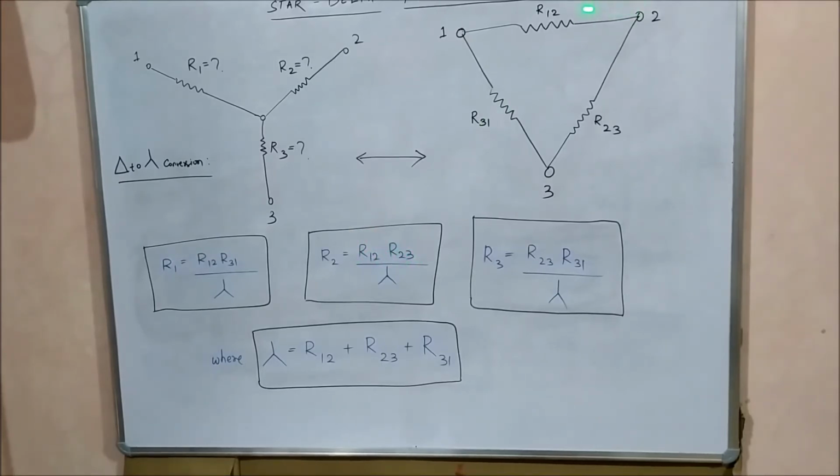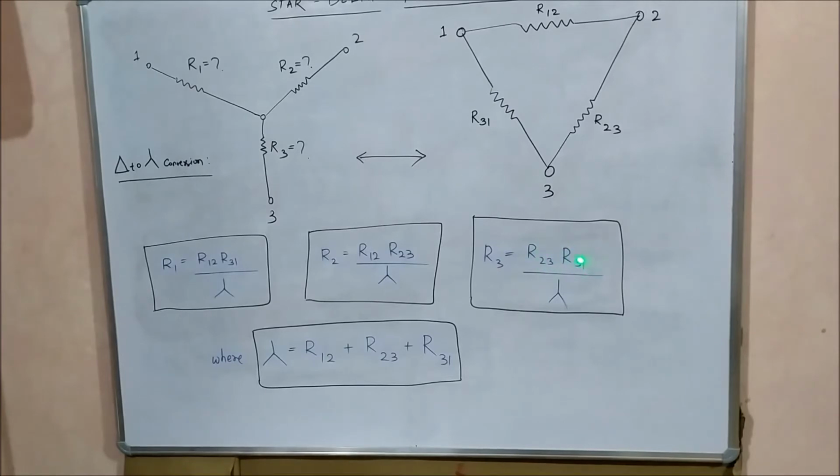It means R12, R23, in both the resistances one of the ends is connected to point 2, and the denominator is fixed, R12 plus R23 plus R31. Similarly, for R3, in the subscript there is 3, so you have to multiply all the resistances which have 3 involved in it. So R23 and R31.